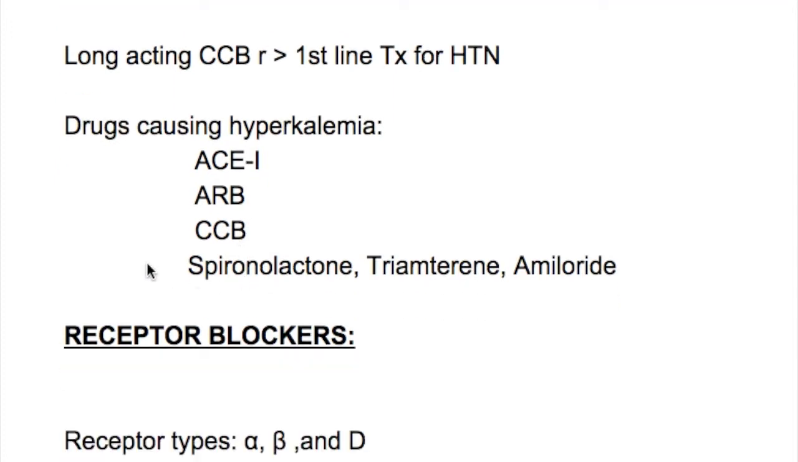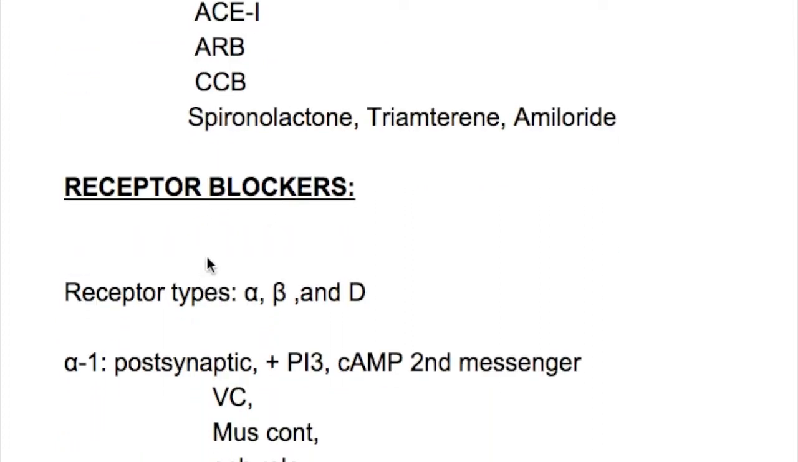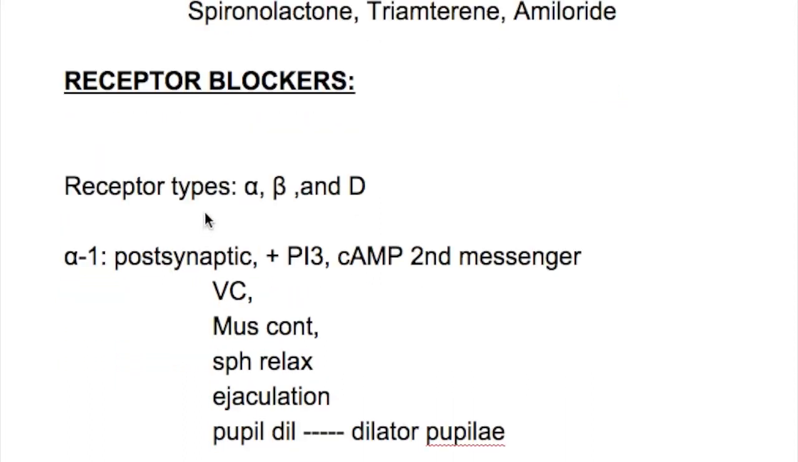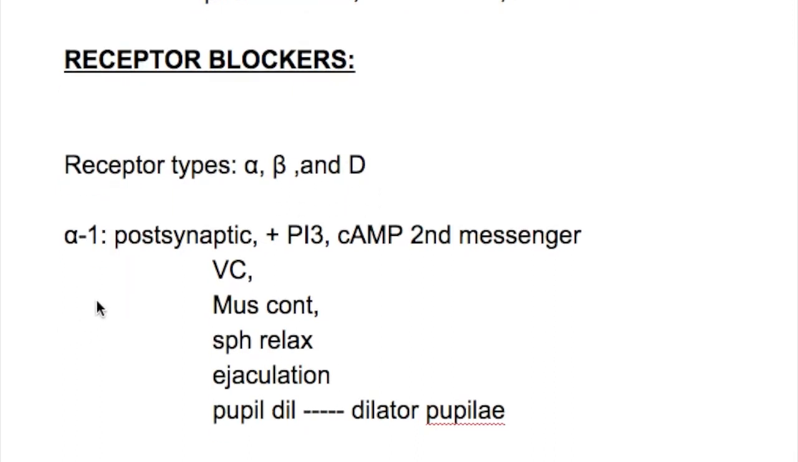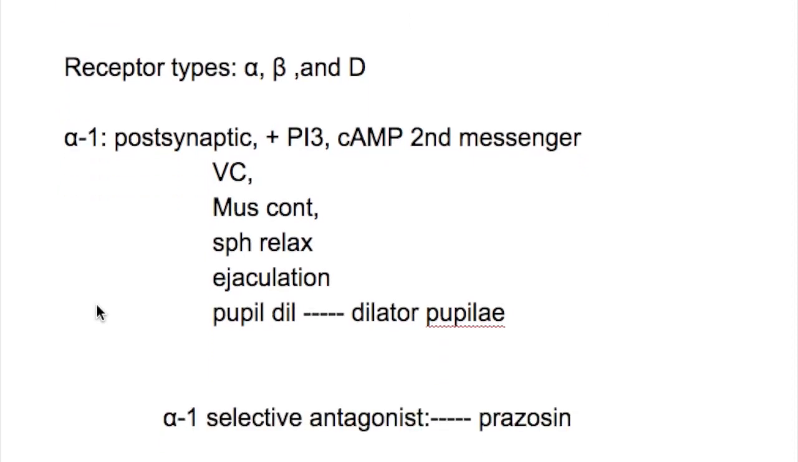So what are the drugs that cause hyperkalemia? ACE inhibitors, receptor blockers, calcium blockers, and aldosterone antagonists: spironolactone, triamterene, amiloride. The receptor blocker drugs. The receptors are of three types: alpha, beta, and dopamine D. What are the different types of alpha receptors? They are alpha 1 and alpha 2.